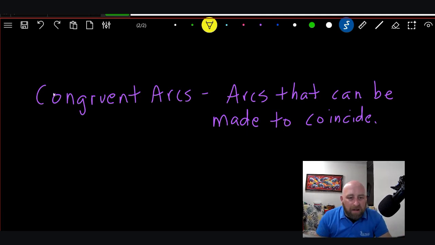And we should have that down by now. We should know what congruent means. We've been talking about it long enough, especially with triangles, and then with squares and rectangles and quadrilaterals, things like that. So congruent means they can be made to coincide. So that would be congruent arcs.